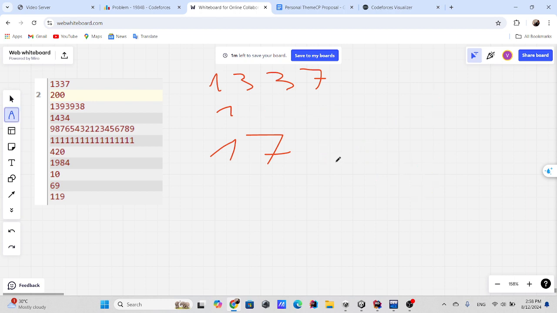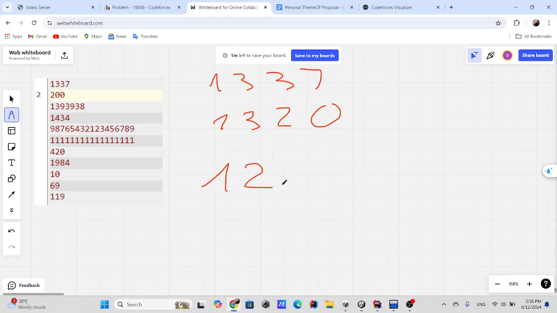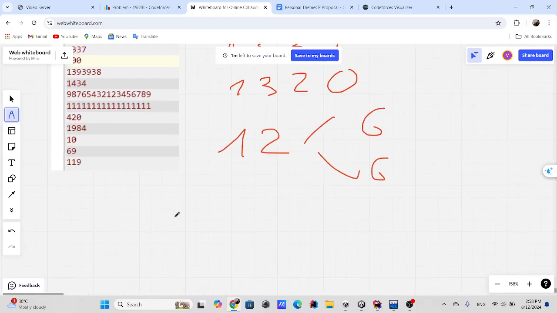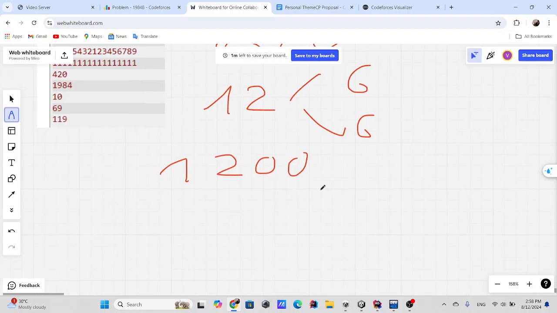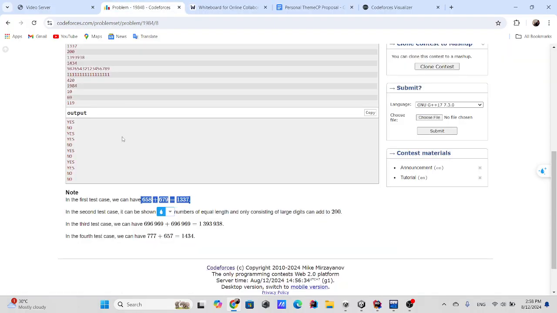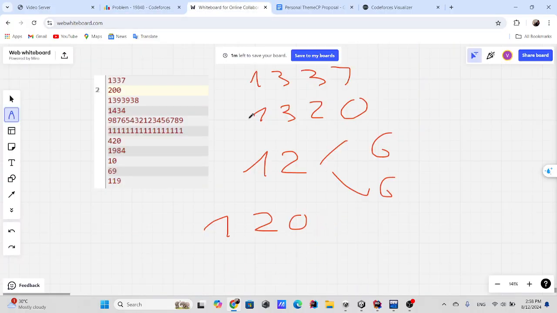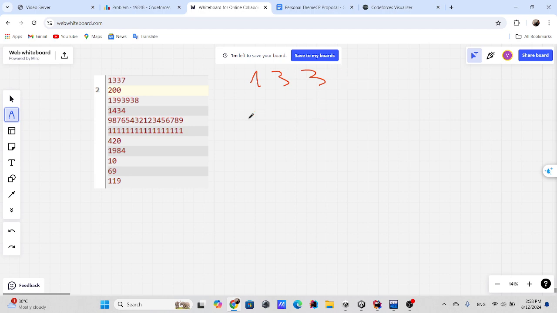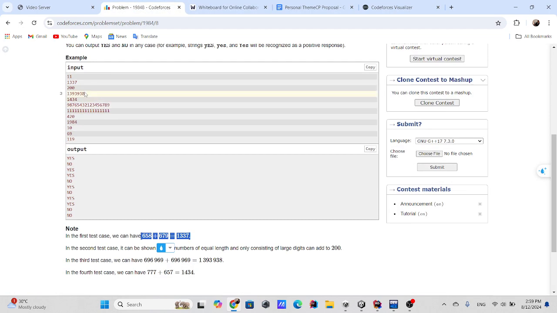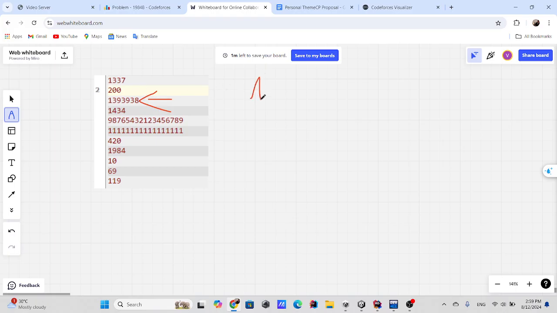And how about 32? How about 12? 12 can also be split into two large numbers, right? So it's pretty easy, I saw it right at first glance. How about this one? This one is no, right? It's not correct. So why is it so?